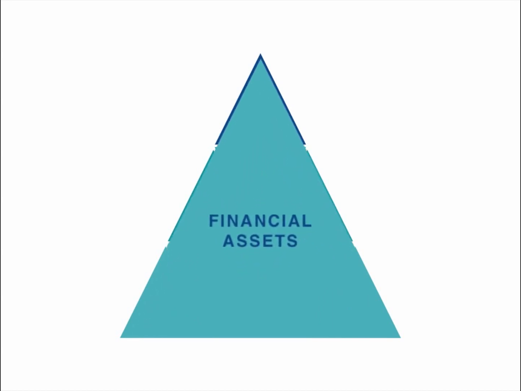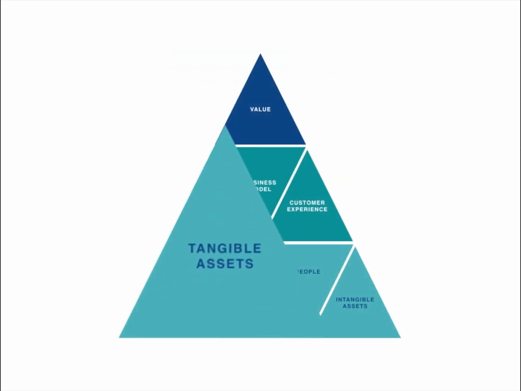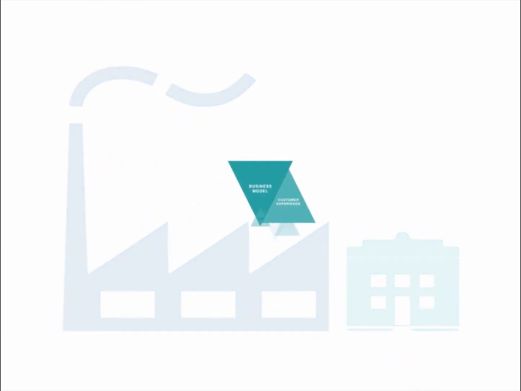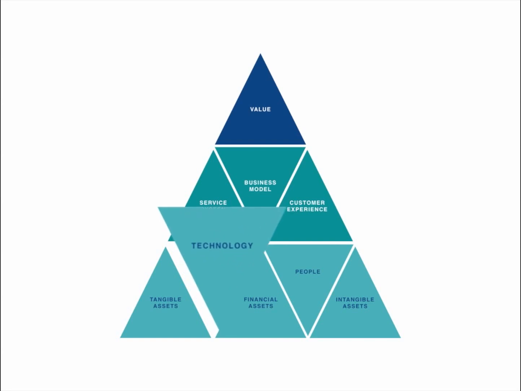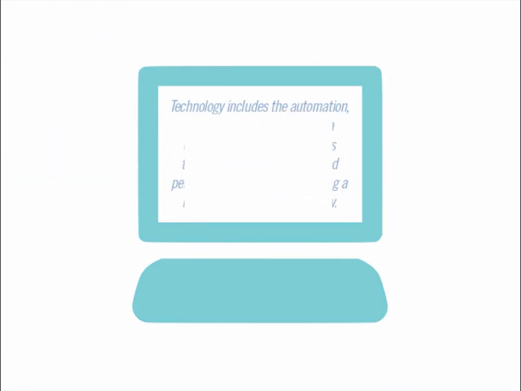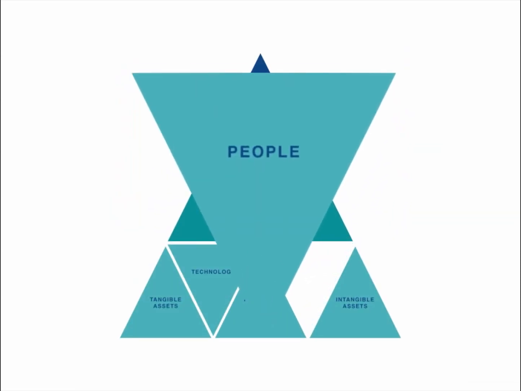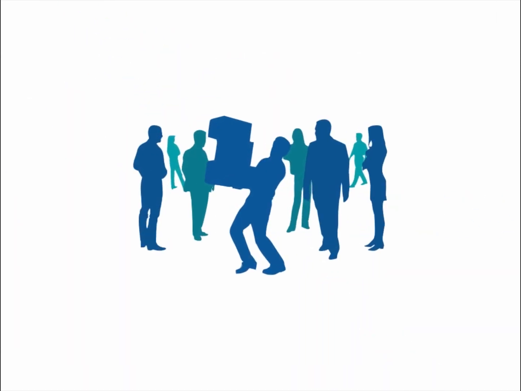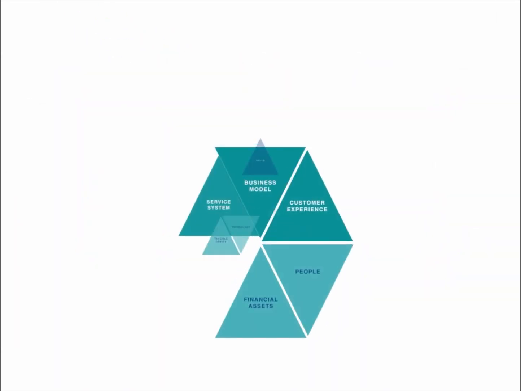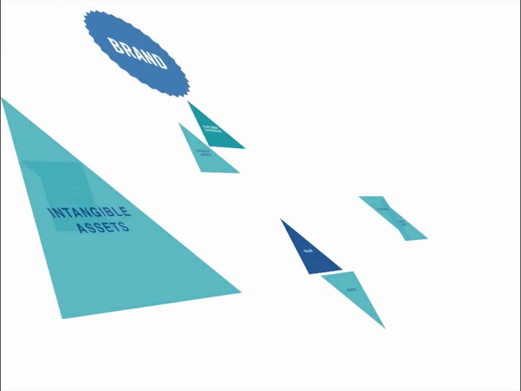Financial assets, income or investment. Tangible assets. So for a service firm, this might be stores, it may be warehouse. Technology is not just about the physical technology. People, we're not just talking about individuals here, we're talking about how they relate to the organisation. Intangible assets, those things that you can't really put a very clear value on.